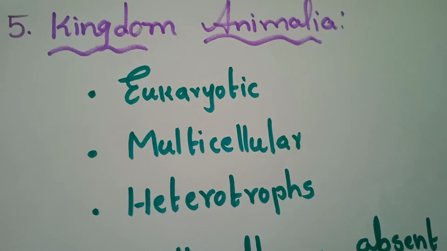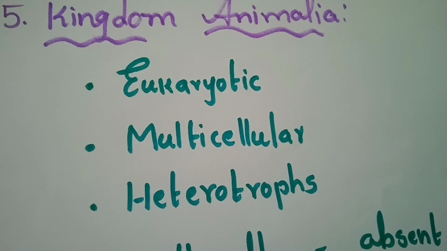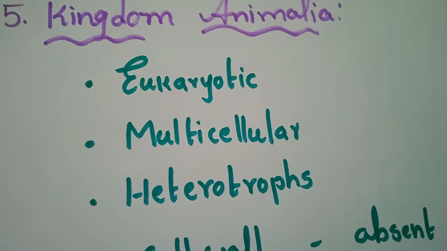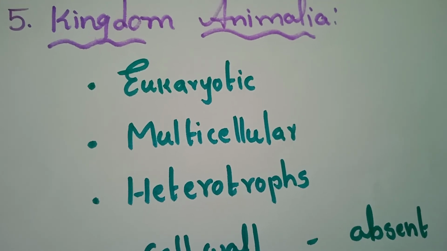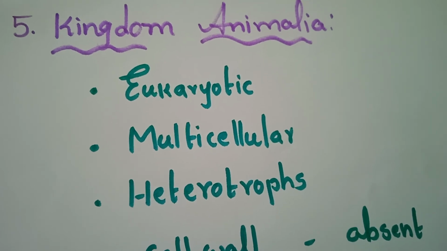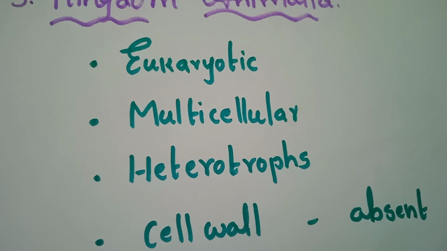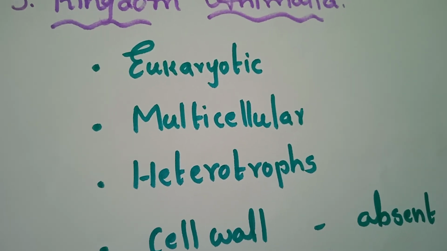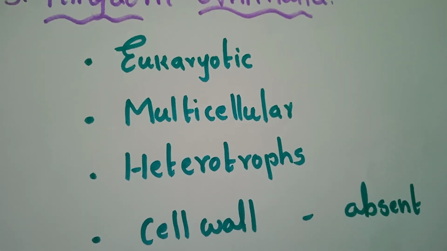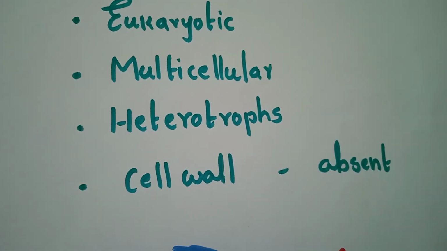And the last kingdom here is kingdom Animalia. Eukaryotic, multicellular, heterotrophs. We all know very well what heterotrophs means: they depend on other organisms to get food. Animals can't prepare their food. Like us also, we all depend on other organisms to get food. Animals kill other organisms or depend on plants to get food, and humans also depend on plants and animals to get their food. So these are heterotrophs. And cell wall.